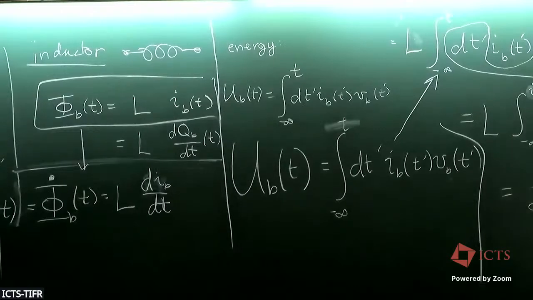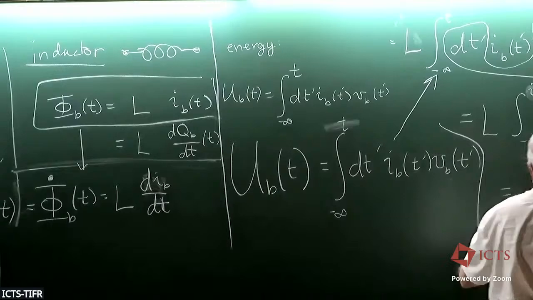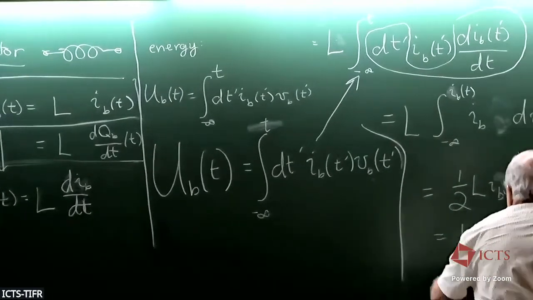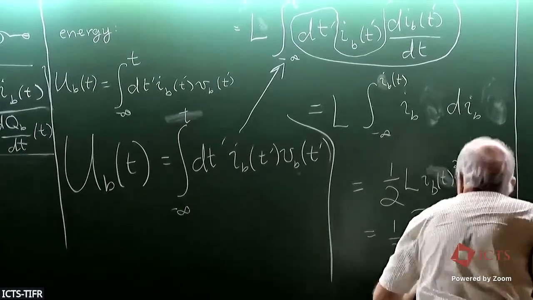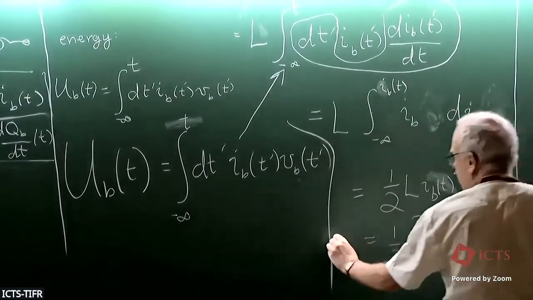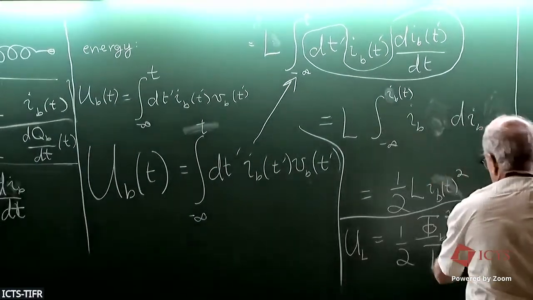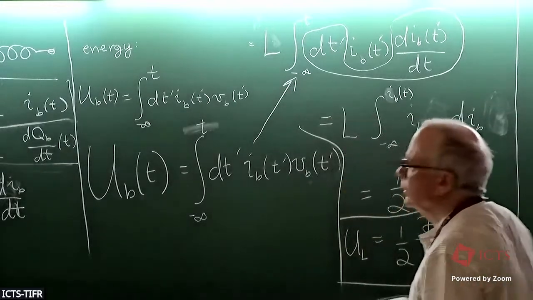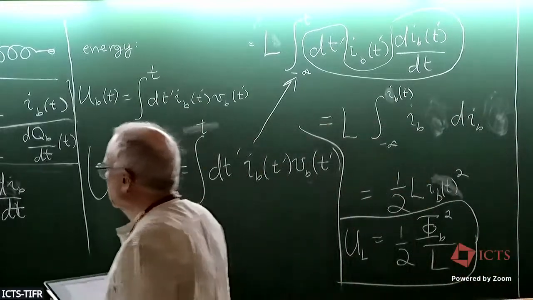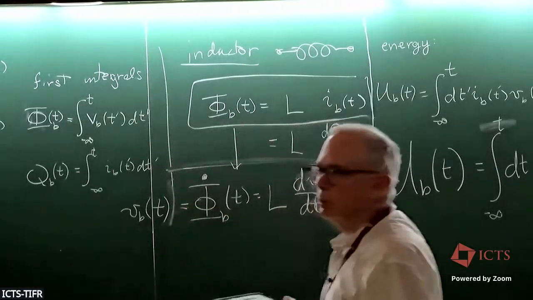I wrote it in the current form, but if I replace current by flux, I get another form, 1/2 φ_b squared over L. And that will indeed be the important energy expression that I will employ. And I'll be featuring that φ will be the coordinate variable of this mechanics.